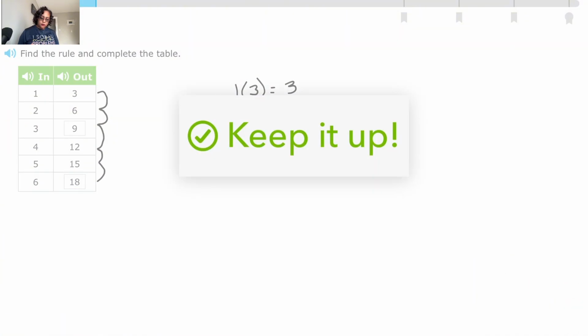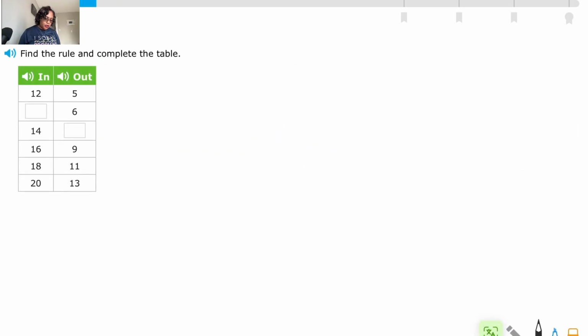Okay? Let's do another one. So this time we need to know an input and an output. Okay, so if I have 12 and I end up with 5, I could be subtracting 7. But then with the 6, I would add the 7. Okay, so 12 minus 5 is 7. That's an equal sign.